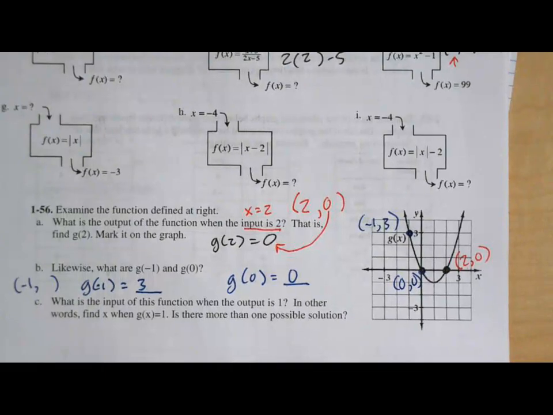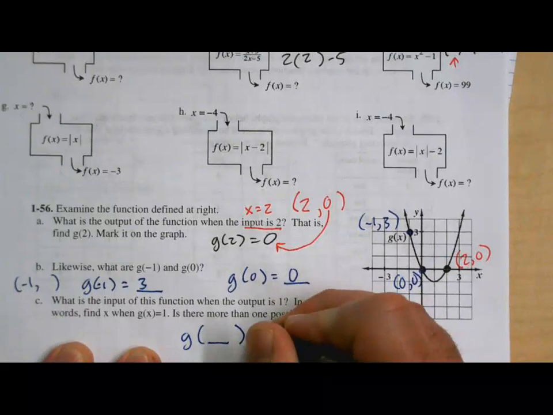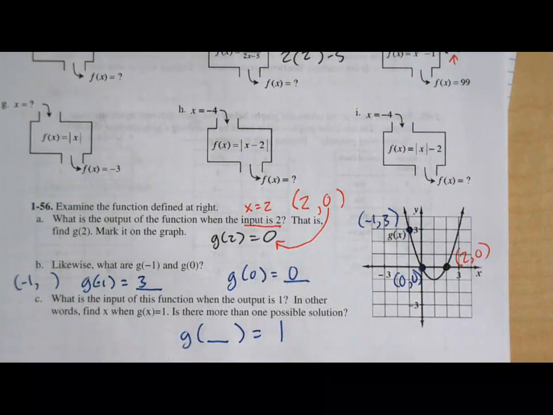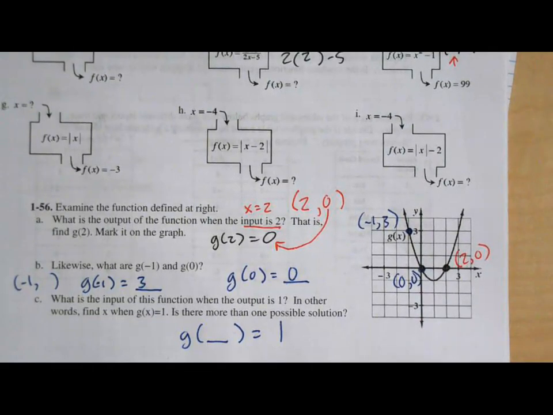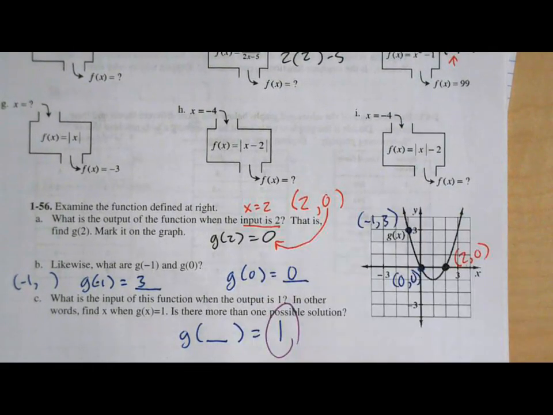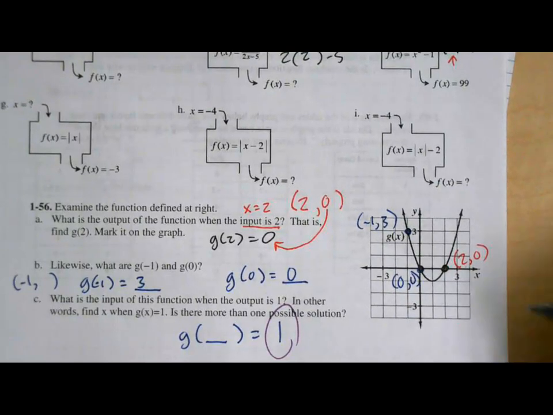Now this last one's kind of different. They're telling us that the output is 1. So this time we're looking for the input, and we know the output's going to be 1. So they're giving us the y-coordinate. We've got to find the x-coordinate. Can you find any points on this graph that have a y-coordinate of positive 1? I see 2 of them. Can you find me 2 points and highlight them on your graph that have y-coordinates of 1?